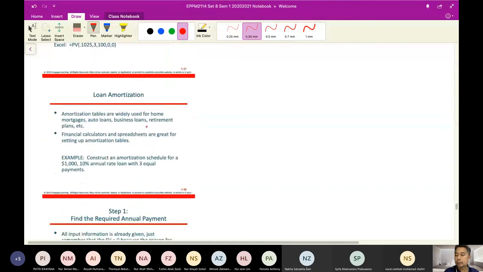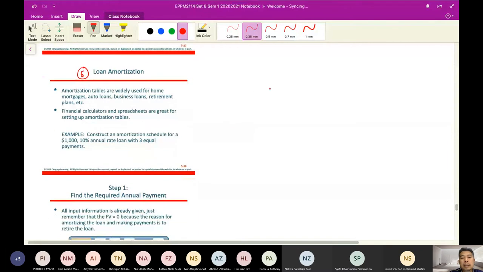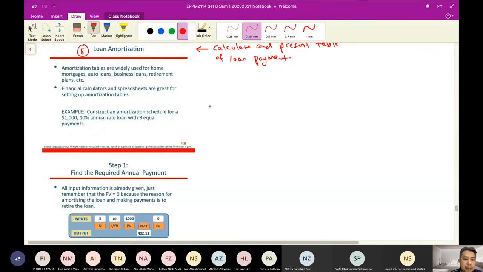So we move to our last one, part 5, number 5 here, which is loan amortization. What is loan amortization? Basically, you calculate and present a table of loan payment. That's what I mean by loan amortization. Okay, please look at this. This is an example.